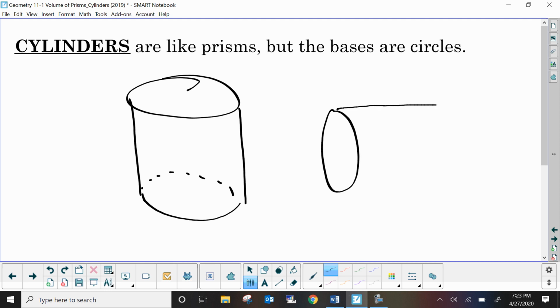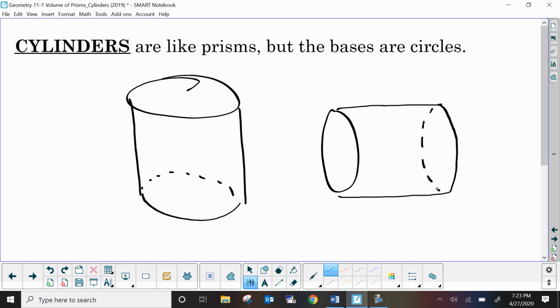Cylinders do not have to go up and down, right? They could also lay on the side, like if you knocked over a can or something like that. They are cylinders, okay? All right. So those are the shapes that we're dealing with. All right, try to get that all in your mind.